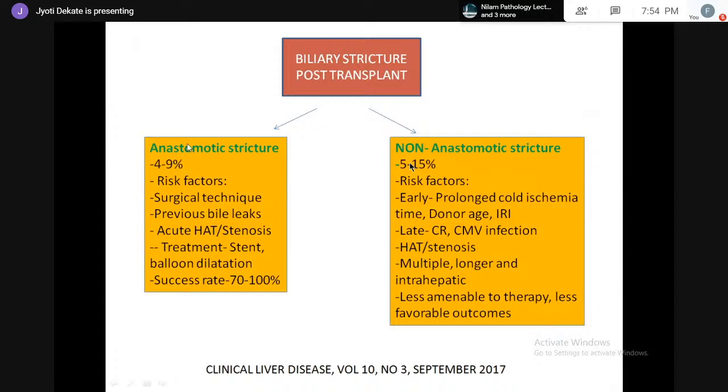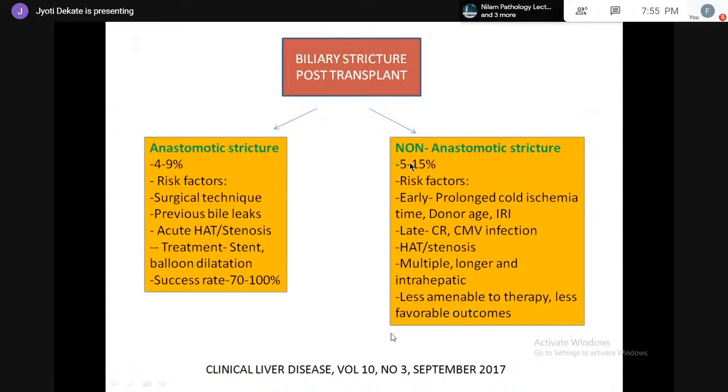In cases of anastomotic stricture, it is poor surgical technique, or there is even evidence of previous bile leak. In such cases, the patient can be successfully treated in most cases by stenting or balloon dilatation. The cases of non-anastomotic stricture have different risk factors related to perfusion-reperfusion injury, prolonged cold ischemia time, and hepatic artery stenosis, and they tend to be multiple and longer in segment and are intrahepatic in location. And that is why they are less amenable to therapy and have less favorable outcomes.